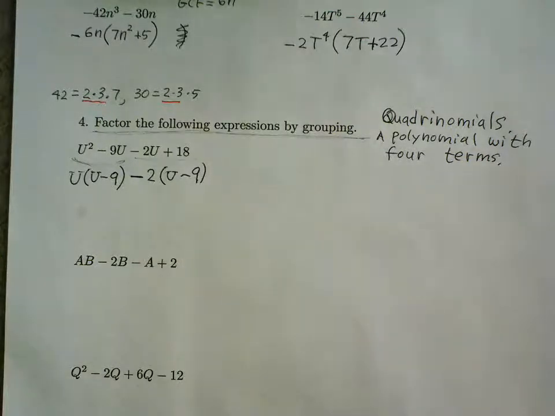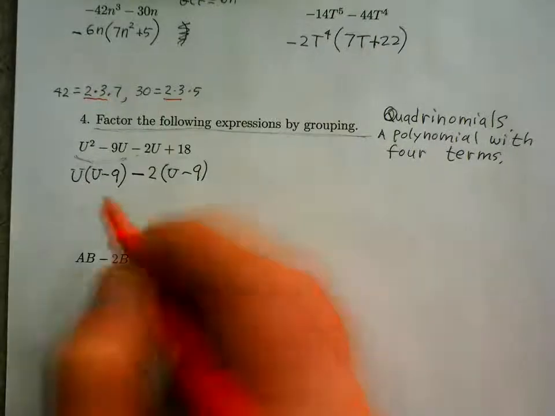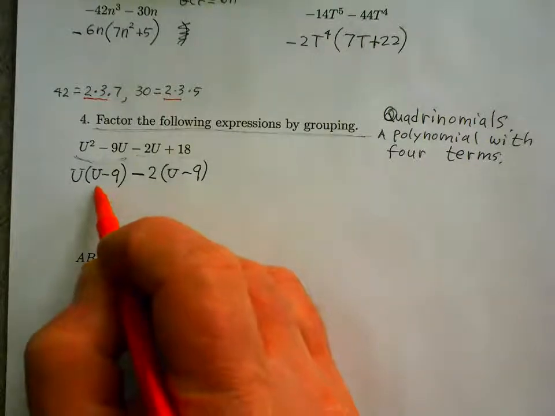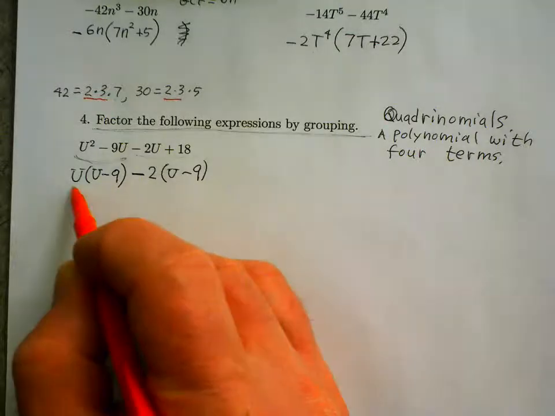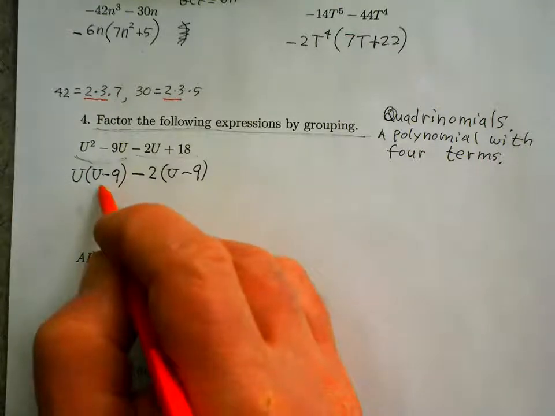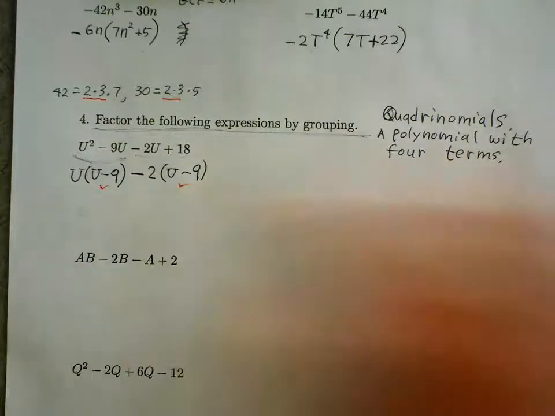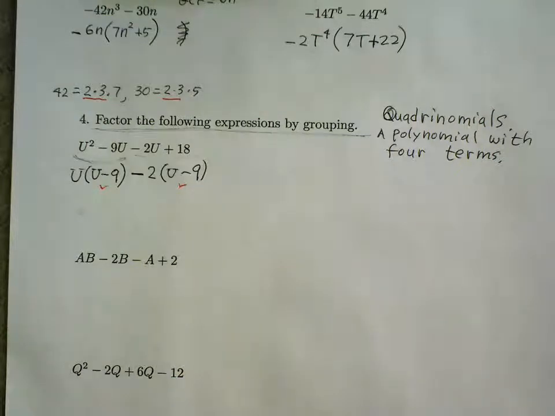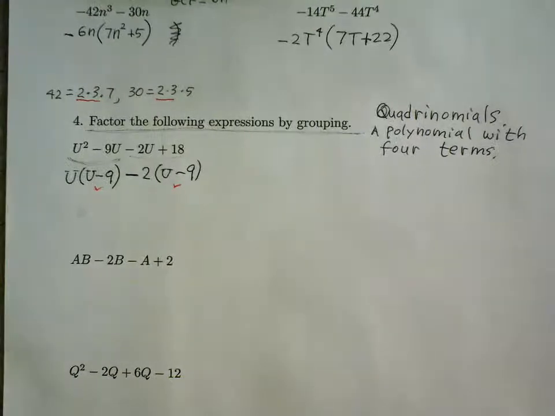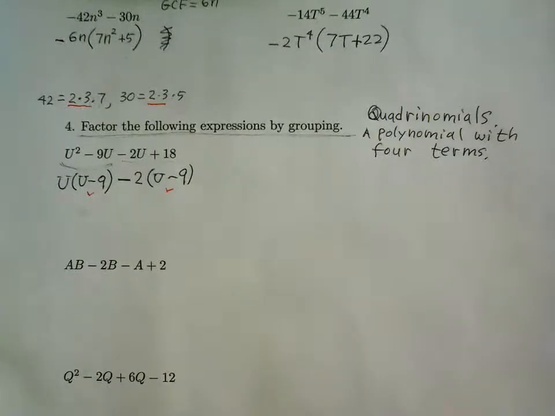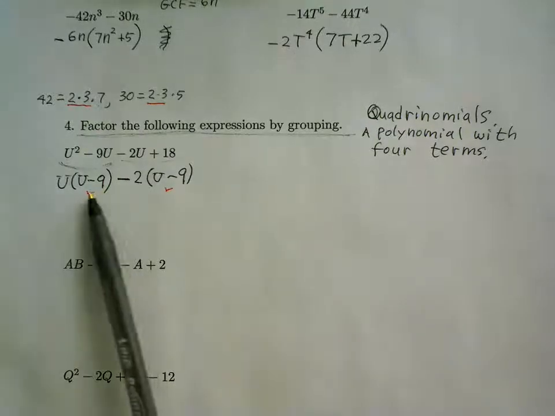Okay, so notice that we have a match in binomials. In the left, in this partial factoring, we have a binomial of u minus 9, and in the right, we have the same binomial u minus 9. So when factoring by grouping, this indicates that we can continue the factoring. In other words, the factoring by grouping will be successful when the 2 binomials match.